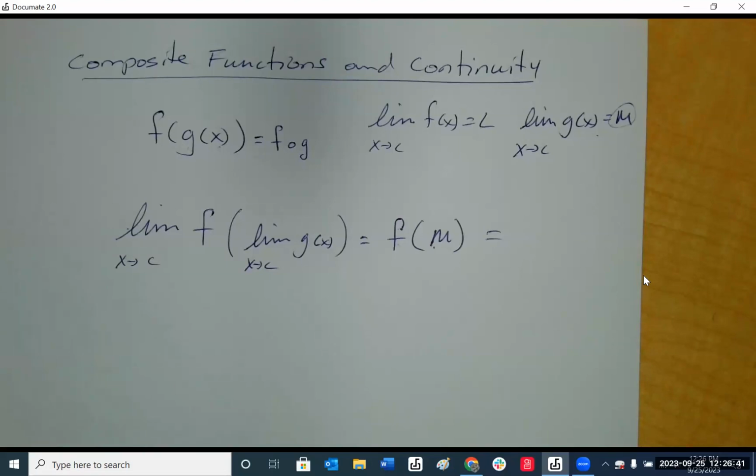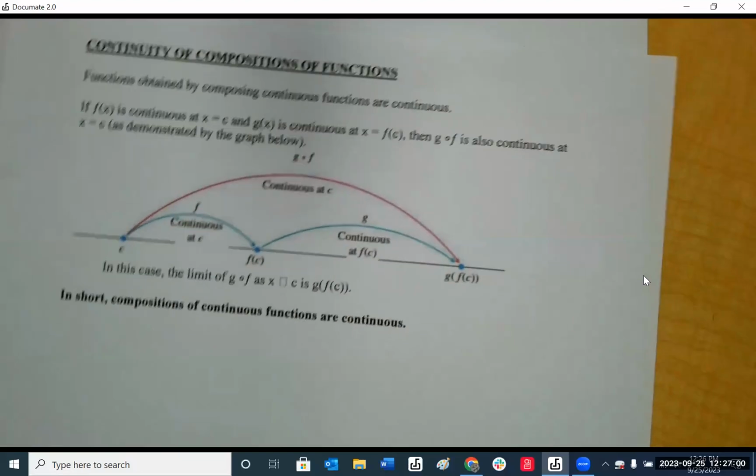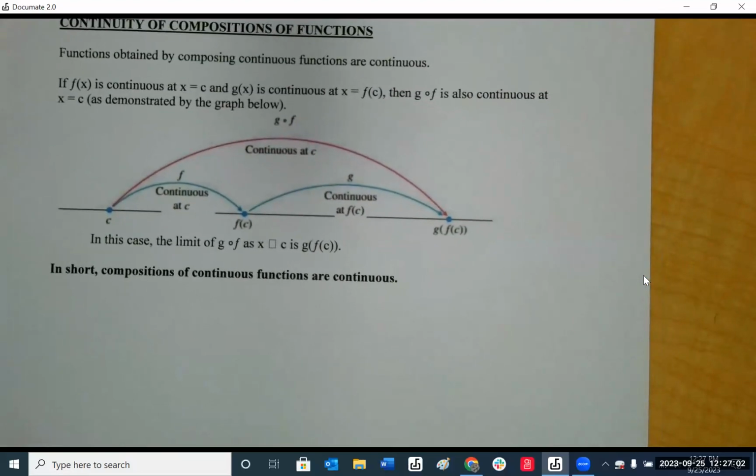Well, that's why I'm hesitating showing you the picture. But yes, as long as f and g are both continuous, the composition of the function is continuous as well. Let me show you the picture. I shouldn't present it, but this is the picture I always screw up.